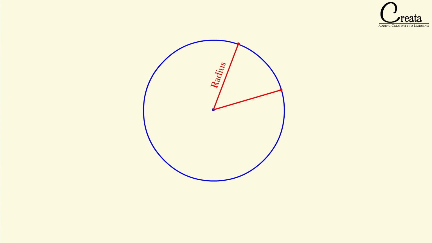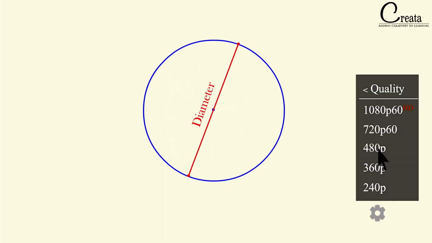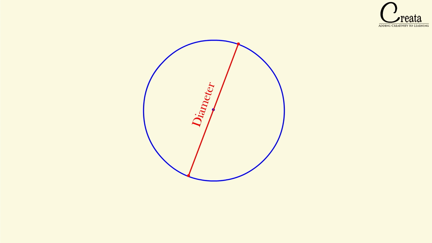And twice the radius is the diameter. This is the radius and this is the diameter. So we can say the diameter is formed by joining any 2 points on the circumference of the circle which passes through the center of the circle. So this complete line is the diameter.